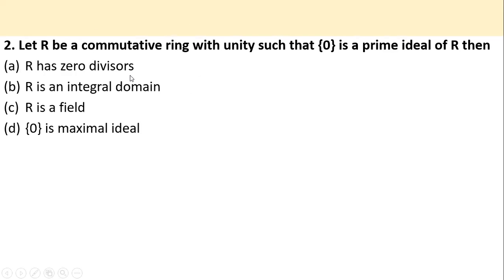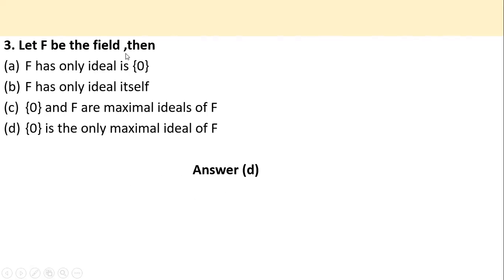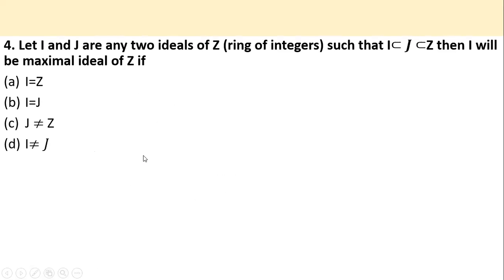Let R be a commutative ring with unity such that 0 is a prime ideal of R, then R has a zero divisor, R is an integral domain, R is a field, 0 is a maximal ideal. The answer is B, R is an integral domain. Let F be a field, then it has two ideals which are 0 and F, and the only maximal ideal is 0.